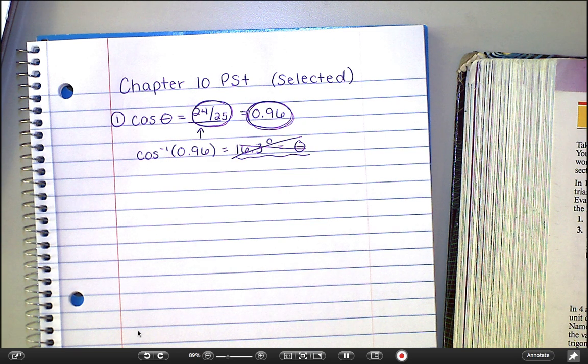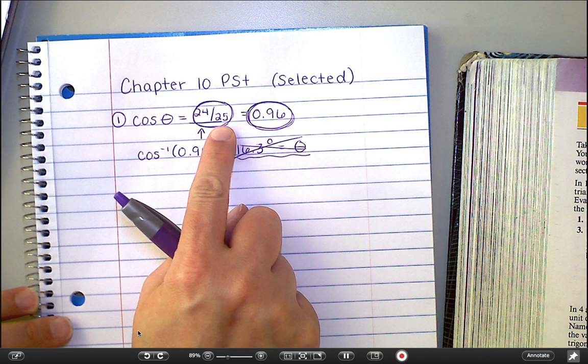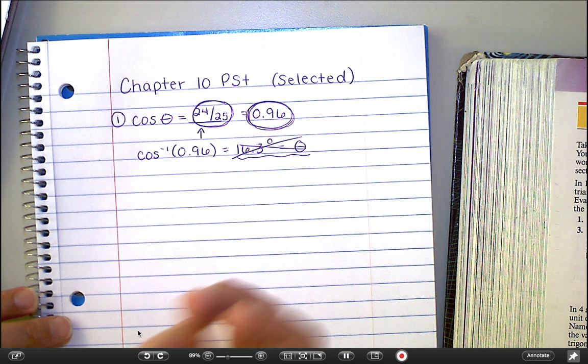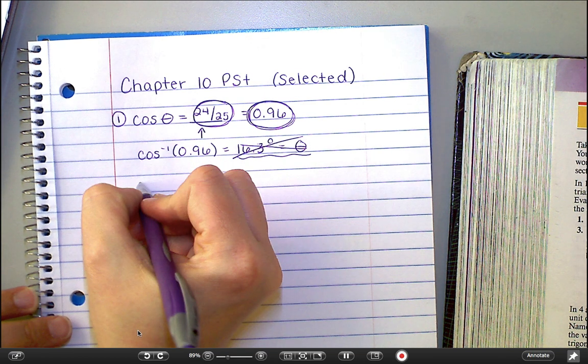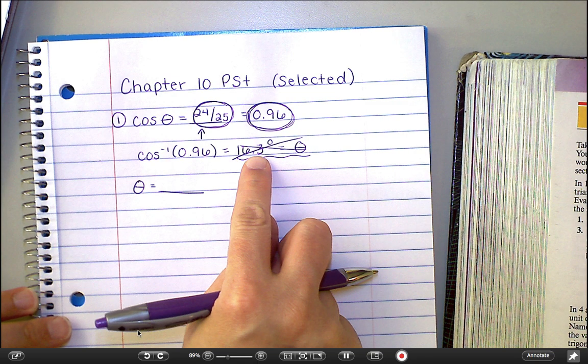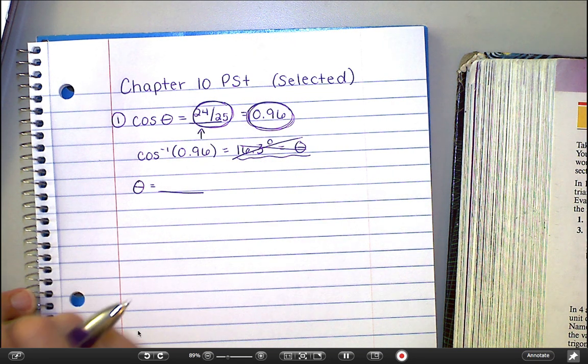And the question I keep getting from students is, how will we know? Well, you know because this is asking you for cosine of theta, and this is cosine of theta. If you were asked to find what theta was, if the question said, tell me what theta equals, that's when you would give this answer. So it's all in the wording of the question and what it's asking you for.